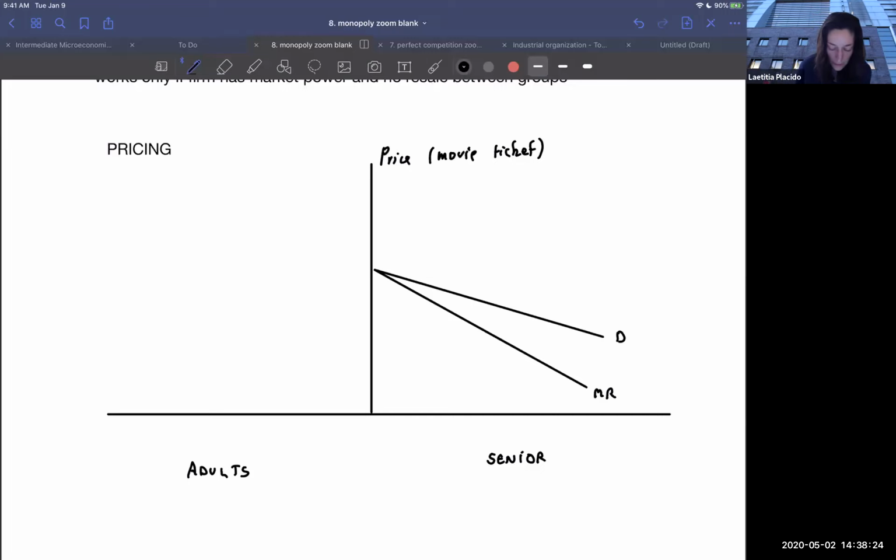Okay, so now let's look at the group with adults. So we are going to assume that this group is willing to pay more to go to the movies and that it is relatively less sensitive to change in price. Okay, let me just do that.